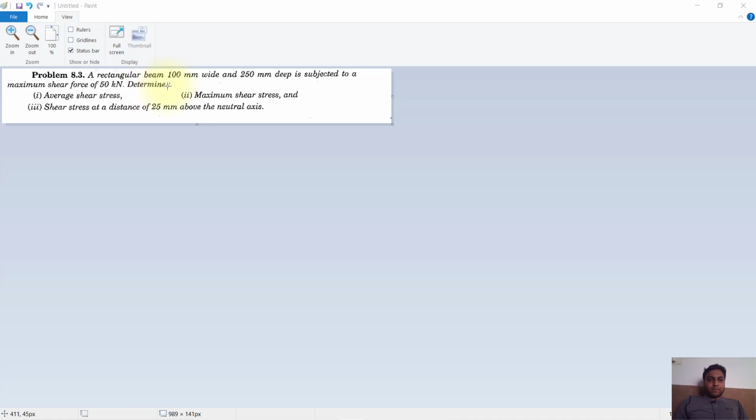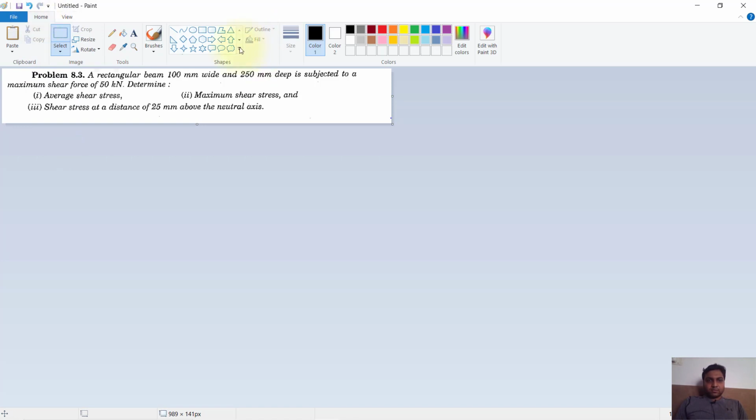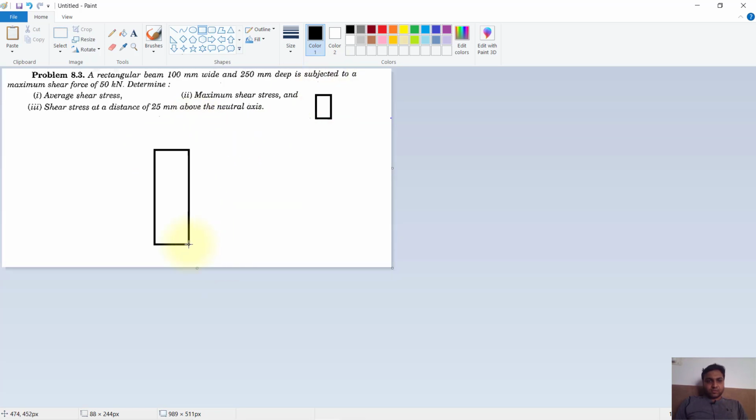A rectangular beam 100 mm wide and 250 mm deep is subjected to a maximum shear force of 50 kN. Determine the average shear stress, the maximum shear stress, and the shear stress at a distance of 25 mm above the neutral axis.